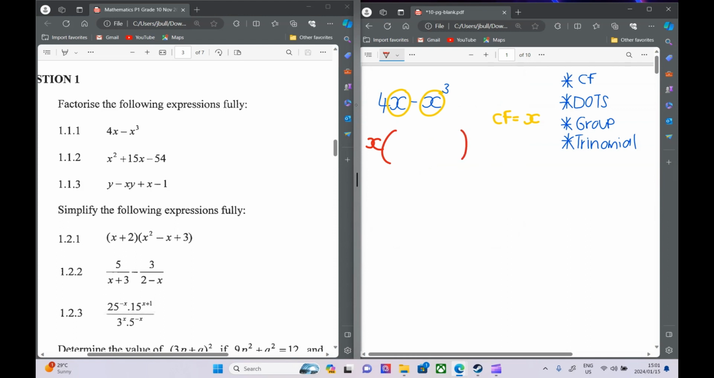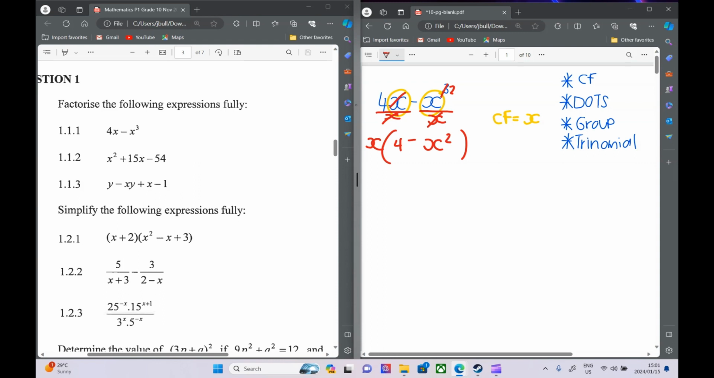So you can imagine I did this term divided by x. That would cancel those, I'm left with just 4. That's my leftover there. And in this term, I would do that divided by x, so all I'm going to be left with is x squared. Okay, so this is factorised, but it's not fully factorised.